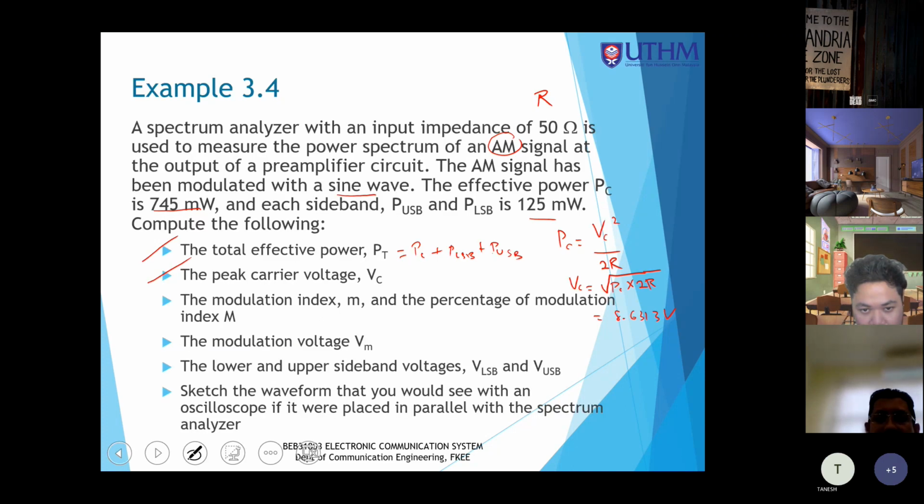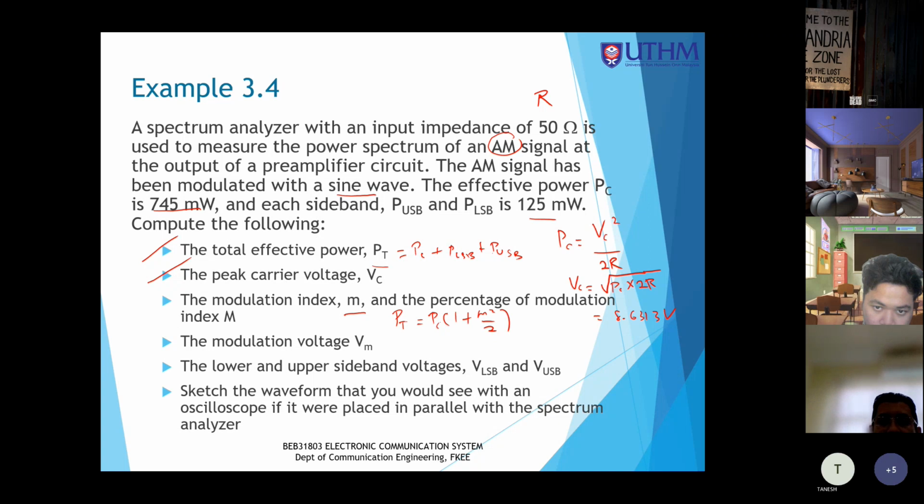The modulation index M and percentage modulation. So macam mana ni? Modulation index M and the percentage of modulation. So basically kita nak cari M lah, berapa M. Okay. So kita dah tahu total power, kita dah tahu PC. We know how much is PC, we know the total power. So we can find the modulation index berdasarkan persamaan yang ringkas tu, yang ni PT sama dengan PC 1 tambah M square dibagikan dengan 2. Okay.